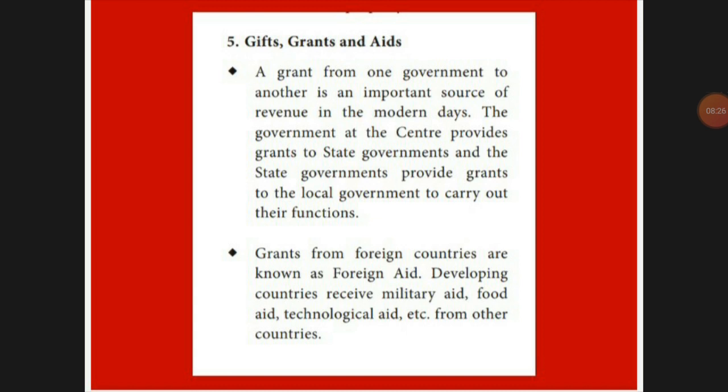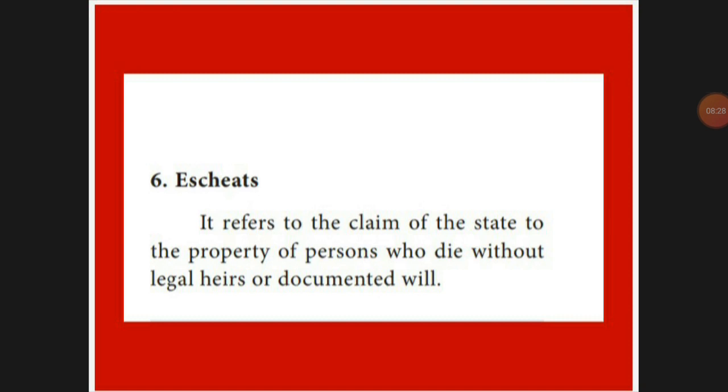Next is escheats, we can say. That means if any person has so much of property, but he doesn't have any legal heir, that means his own legal authority to have that property, nobody is there, nobody is a relative or his sons or daughters or relative is not there to take care of his property, legal heir won't be there. So that property, everything will go to the government only. So this is what about the public revenue.